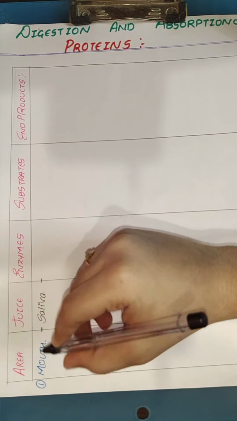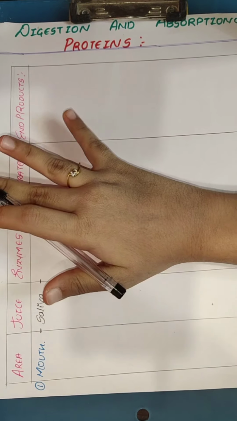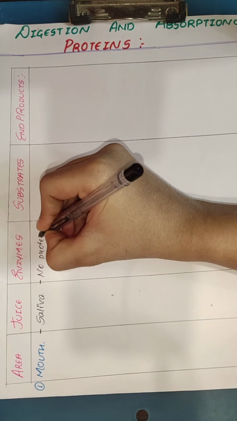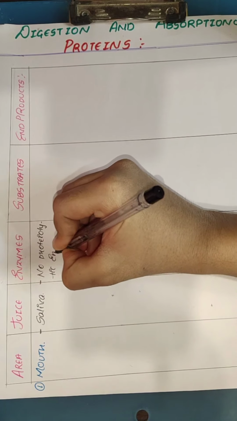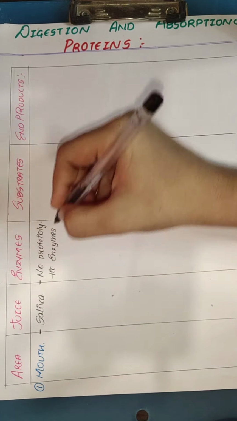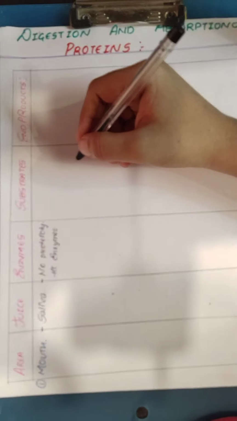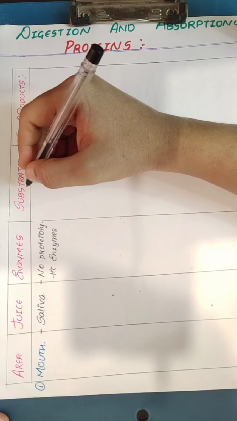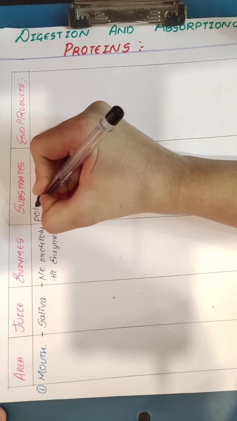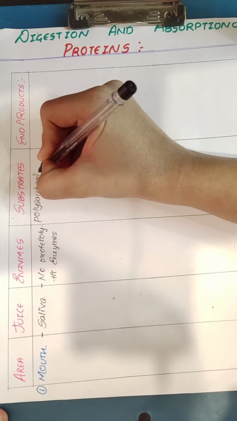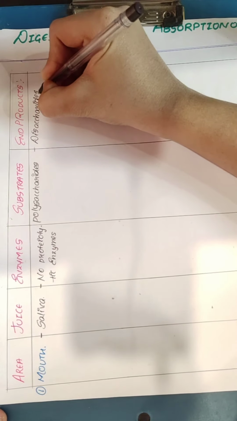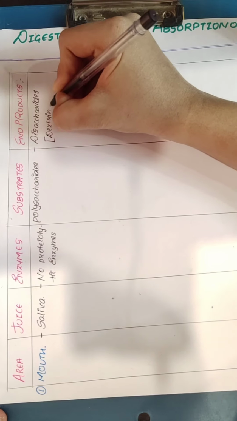First, moving on to the mouth area. The juice present here is saliva, whereas there is no proteolytic enzyme present in the mouth. That is, there is no digestion of proteins in the mouth. The substrate is same as that of the carbohydrates, that it converts the polysaccharides into disaccharides, that is dextrin and maltose.